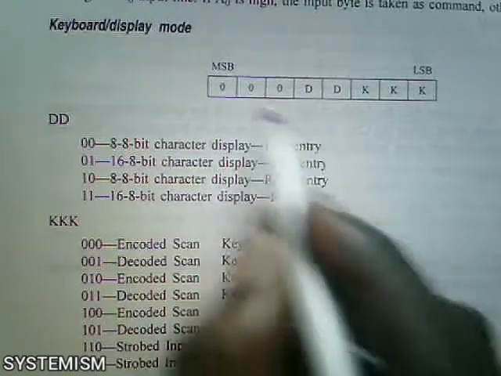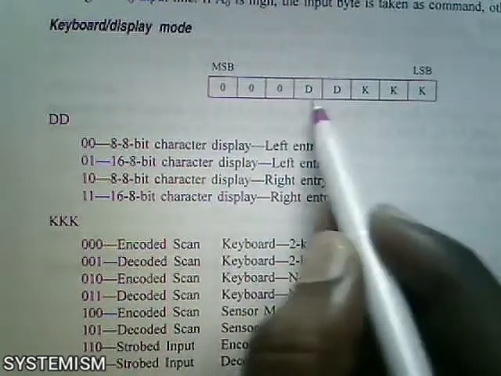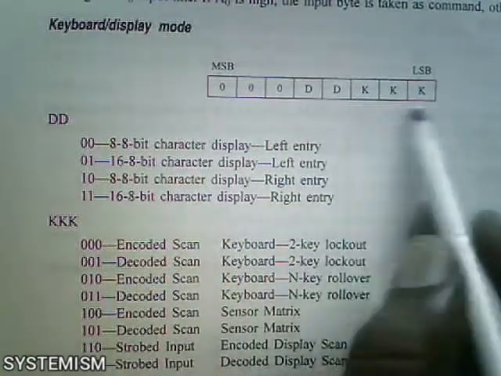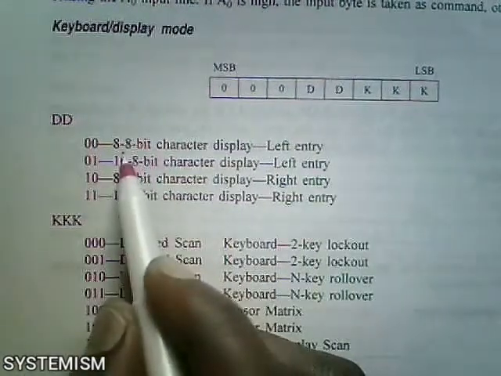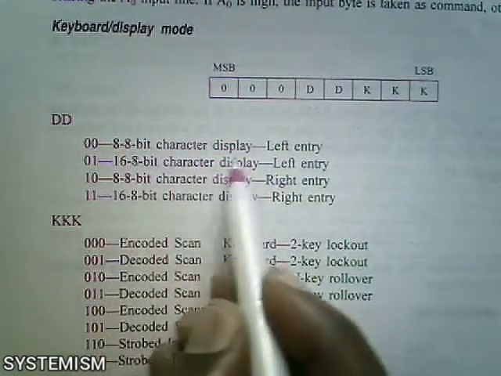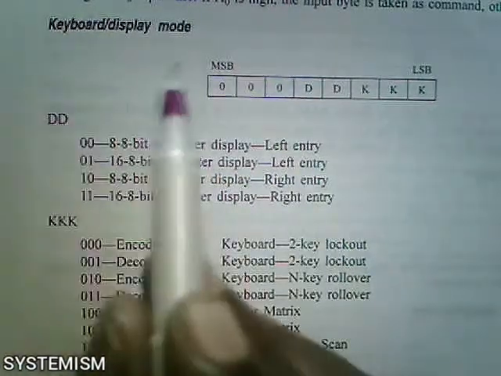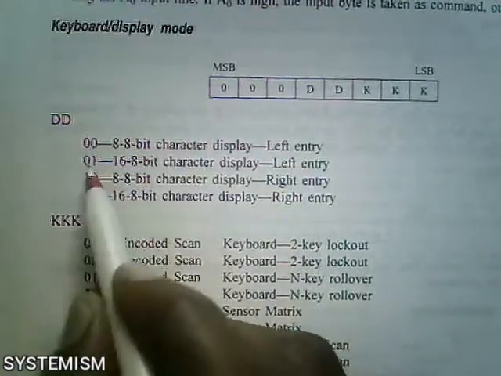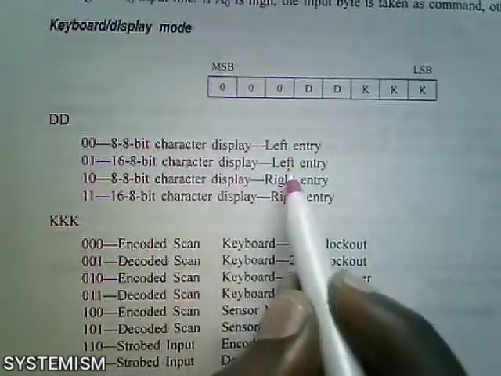Okay, so now we will go through this. What is this? So 000. The next 2 bits are DD, then the other bits are KKK. The DD bits are for your display, and these 3 bits are for your keyboard. If these 2 bits are 00, then you have selected the mode of your 8279 as 8-bit character display with left entry. Left entry means if you type a word, it will come from the left, as in your calculator. So 01 means 16-bit character display with left entry.